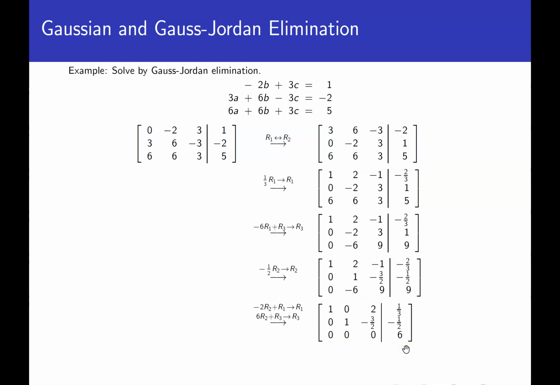And now I could continue, but I actually am done solving this system of linear equations. The reason why is look at this last equation. This last equation says that 0 equals 6. That's impossible. So this system has no solution, and the word we use for no solution is inconsistent.